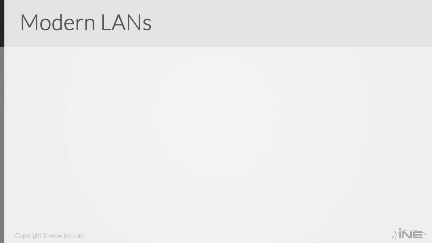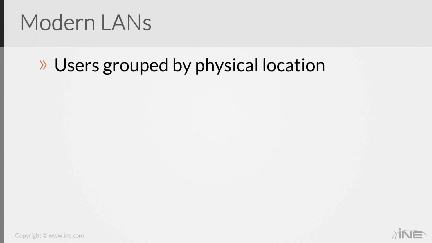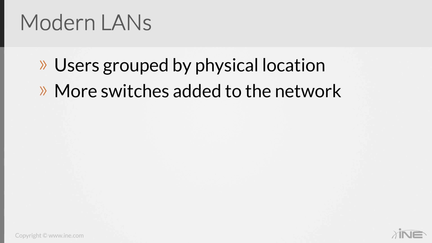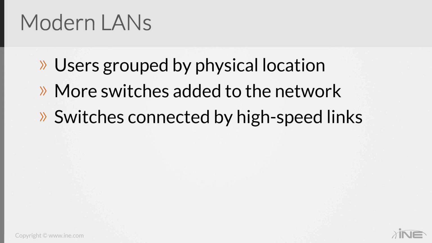Modern LANs. Users are grouped by physical location. More switches added to the network. Switches connected by high-speed links. So this is basically how networks are put together. Typically, you're going to group your users by physical location, but that doesn't technically mean that if you have a bunch of users in the Milwaukee office that they all have to be on the same VLAN. That doesn't mean that at all.